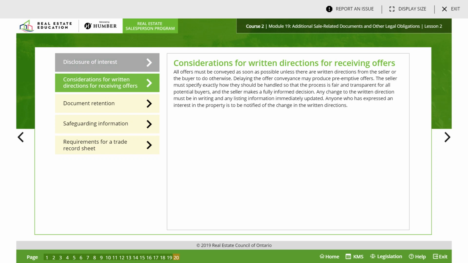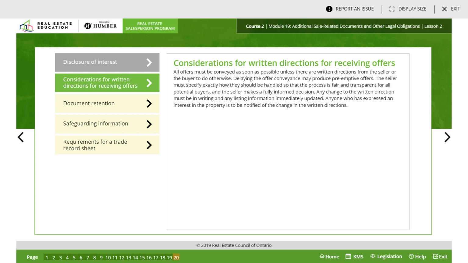Considerations for written directions for receiving offers. All offers must be conveyed as soon as possible unless there are written directions from the seller or the buyer to do otherwise. Delaying the offer conveyance may produce preemptive offers.